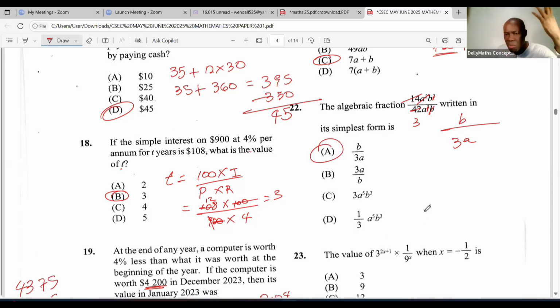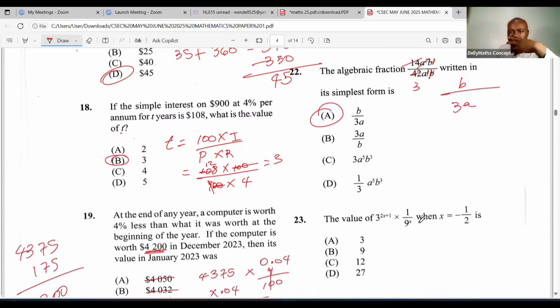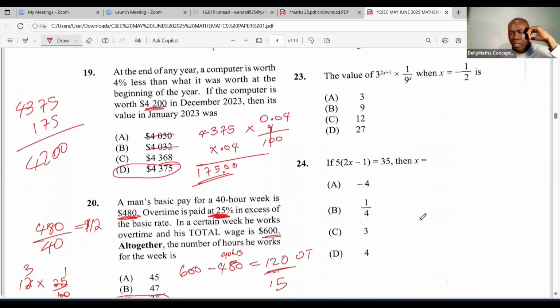All right, just look, because making errors as you go quickly would be the problem. The value raised to the 2. You say x is negative a half. All right, so I'm substituting this: 1 times 1 over, okay?